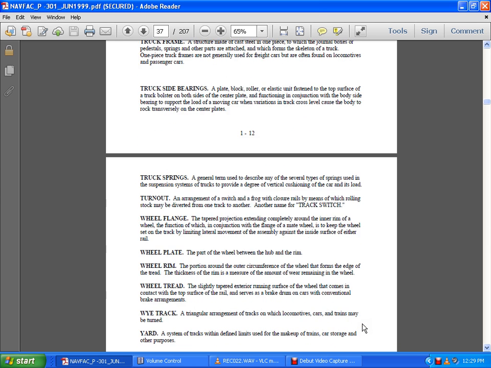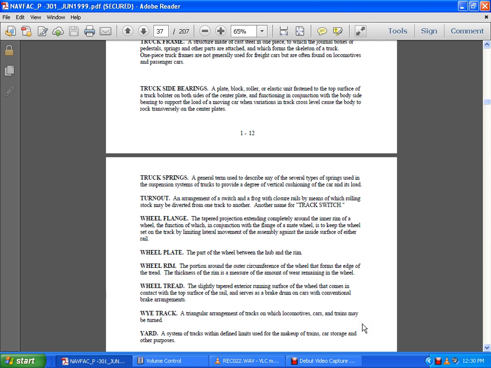The turnout is a switch with a frog closure, the means by which a train is diverted from one track to another. Another name is track switch. The wheel flange is a projection extending completely around the inner rim of the wheel in friction conjunction with the rail, which keeps the wheel set on the track and limits the movement of the assembly against the surface of either rail. The wheel rim is the portion of the outer circumference of the wheel, and the thickness of the rim is the measure of the amount of wear remaining on the wheel.